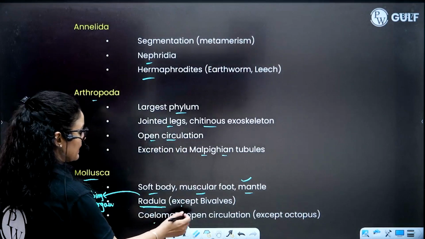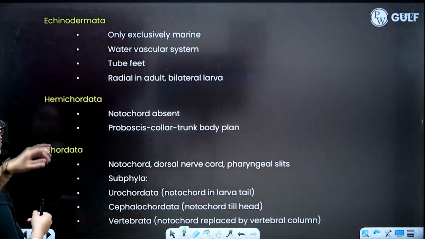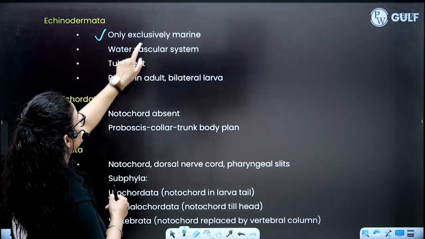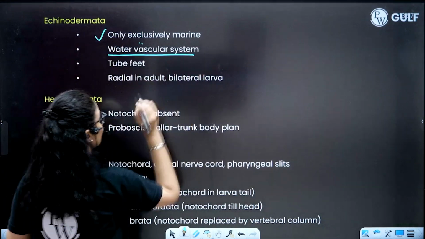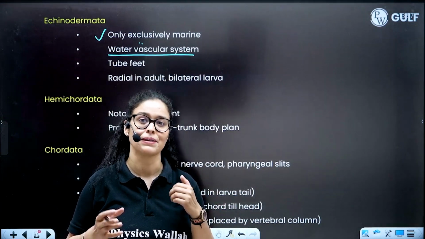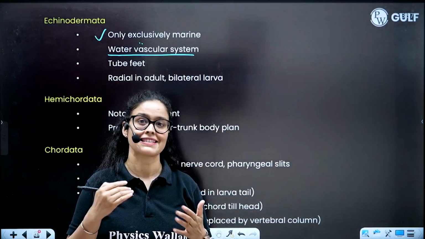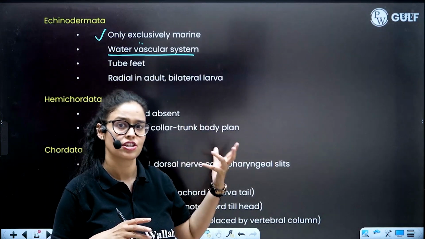Next, they are coelomate. They have open circulation except octopus, right? When we talk about Echinodermata, very important, they're exclusively marine. They have a special water vascular system which helps in locomotion, feeding, excretion and circulation, right?